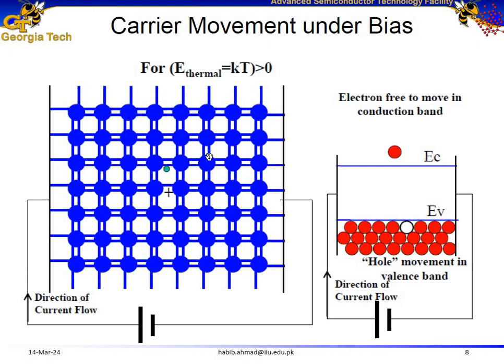And then when we bias the semiconductor, we direct the flow of these electrons and holes. So the electrons are attracted towards the positive terminal and the holes are attracted towards the negative terminal.